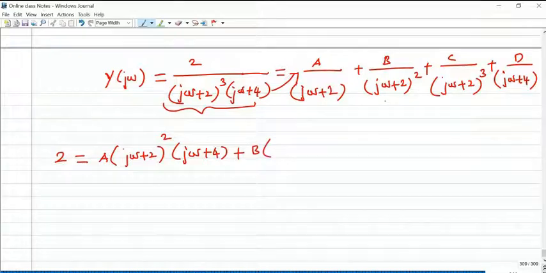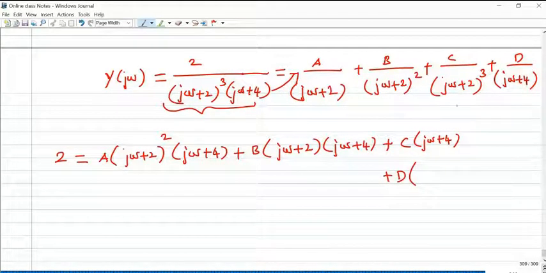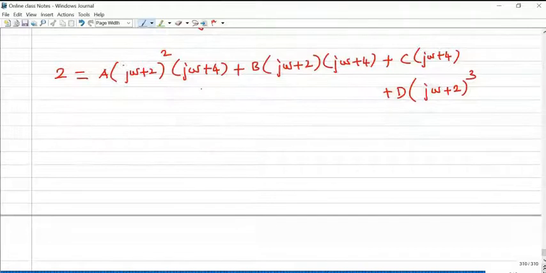B: (j omega plus 2) square term is there, here cube is there, so (j omega plus 2) is the remaining term, and (j omega plus 4). C: the cube will be cancelled, so (j omega plus 4). Plus D: the (j omega plus 4) term will be cancelled, so (j omega plus 2) cube only. Now how to solve this? If we substitute j omega equal to minus 4, what will happen?